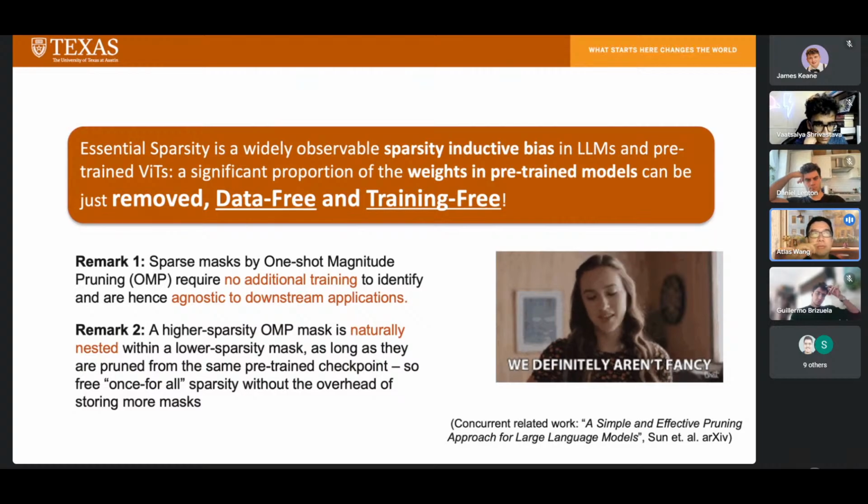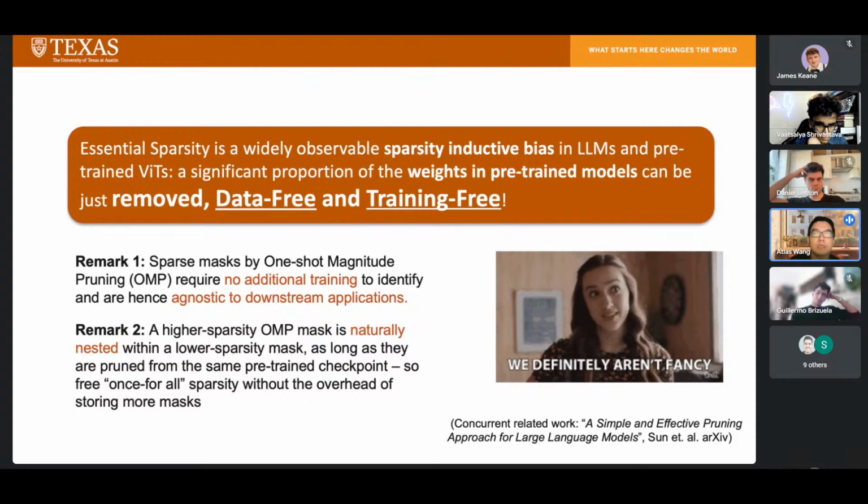Data-free here means I don't need to use any calibration data or downstream data to specialize the removal of the weight. The weight could be removed based on just their pre-trained magnitude. And I don't need to do any domain calibration of that, just remove by magnitude.